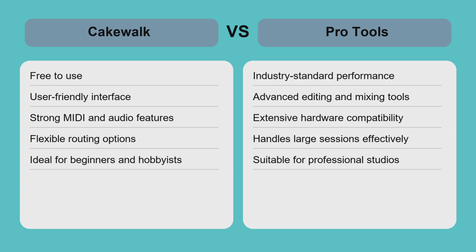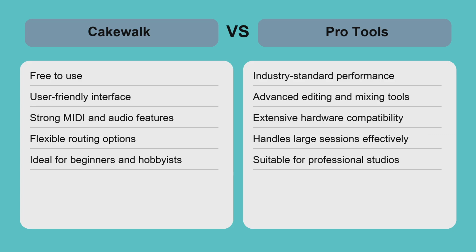Cakewalk offers a zero-cost, Windows-only platform with solid recording and MIDI tools, perfect for independent artists and home studios. It's flexible and easy to learn, but lacks some advanced features and cross-platform support. Pro Tools, on the other hand, is a premium solution with extensive hardware compatibility, advanced editing, and mixing tools designed for professional environments. It supports Windows and Mac OS, making it versatile for collaborative projects.